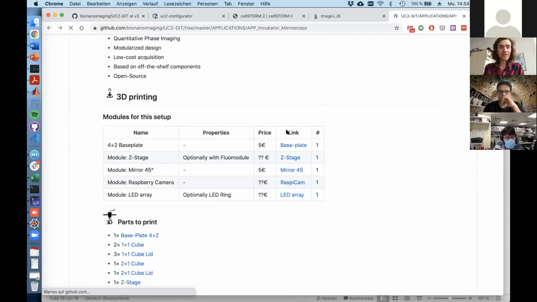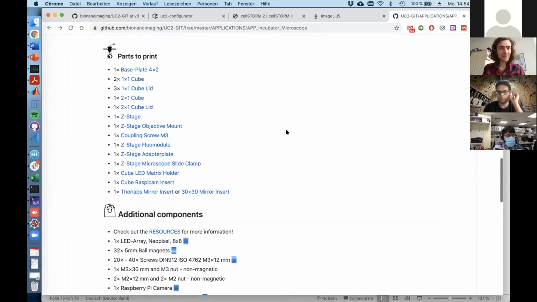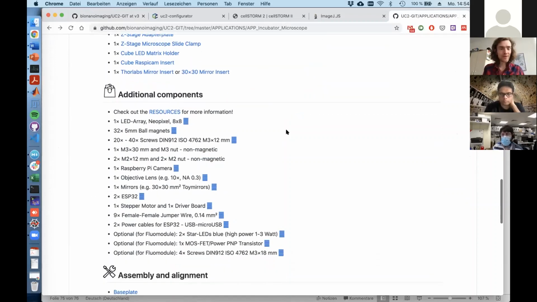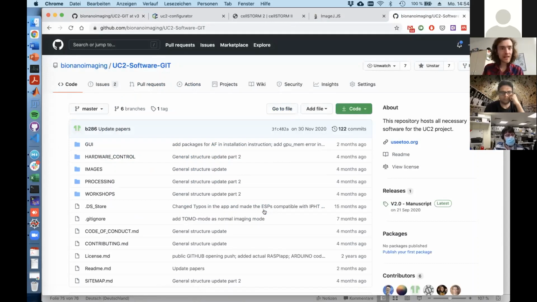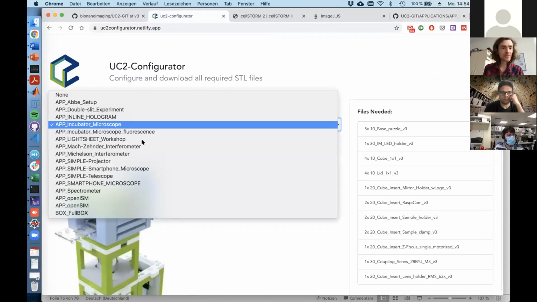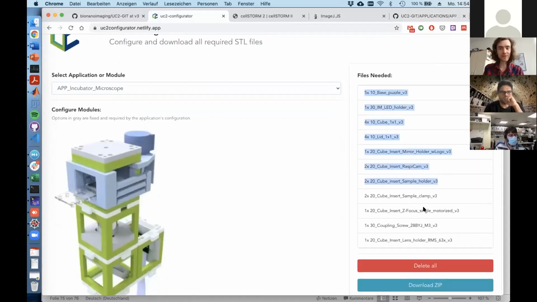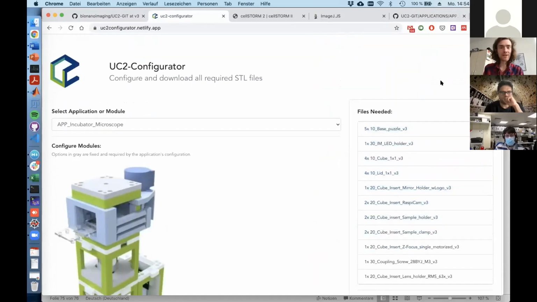One thing which was quite a challenge was the files and the versioning. The group of Richard Bowman, which is very inspiring with their work, provides this very nice configurator, and we adapted that here. For example, you say, okay, I want to build this incubator microscope, and directly it gives you all the files, you can download them and then just print it. So I think in the end, that's maybe also a challenge for open source, open science.